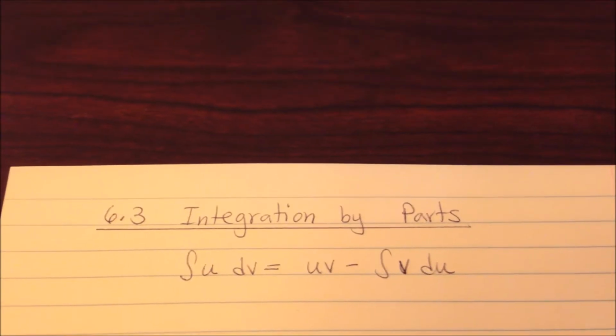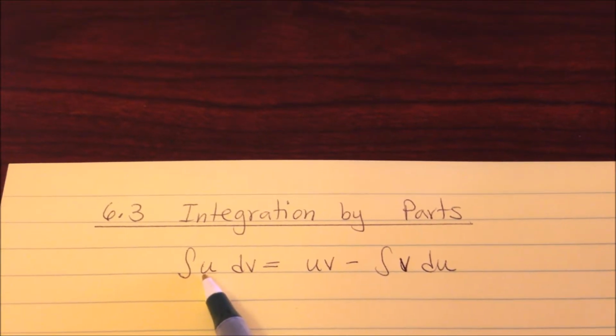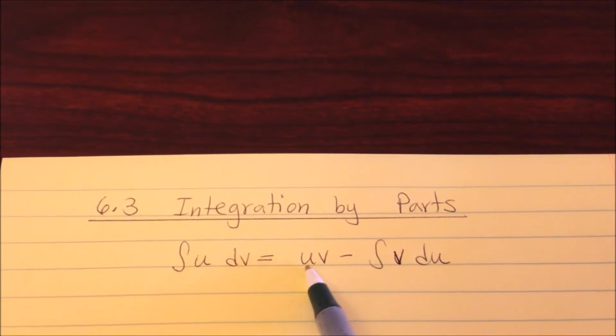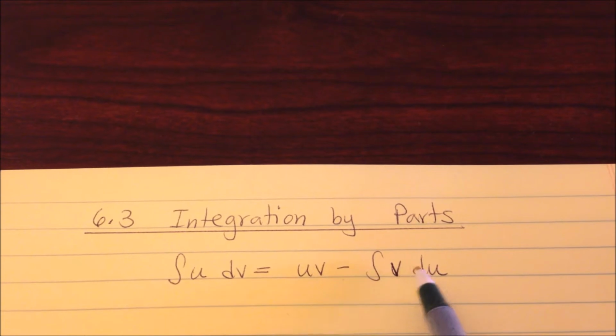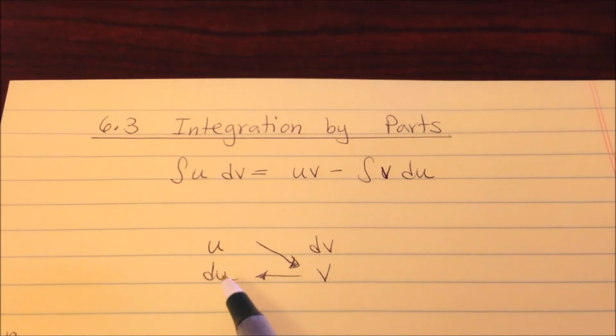This lesson is on 6.3, integration by parts. So by integration by parts, we have to take the integration of a function and then set it equal to u times v minus the integration of v du. Okay? So we have to set up in something like this format right here.